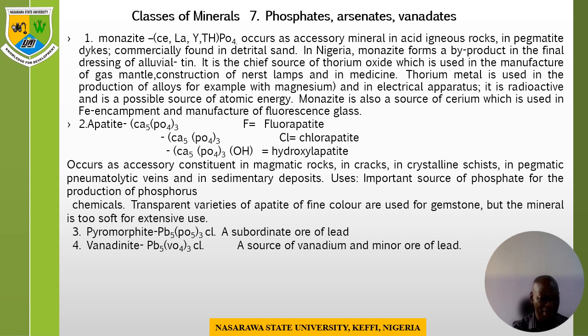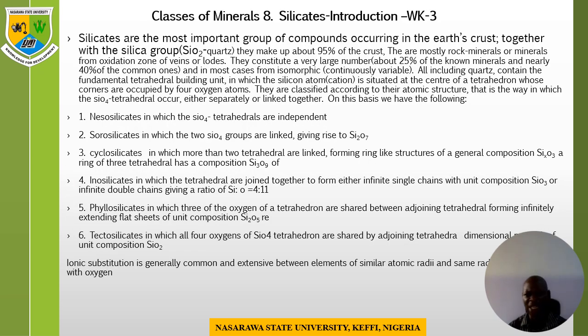Transparent varieties of apatite, of fine color, are used as gemstones, but the mineral is too soft for extensive use. We have others such as the polyphenols, a subgroup of olivine, and then vanadinite, a source of vanadium, and many other minerals.